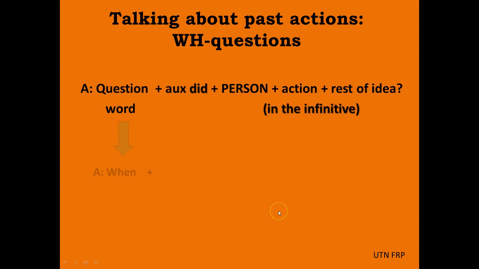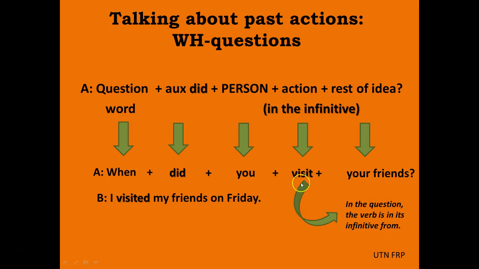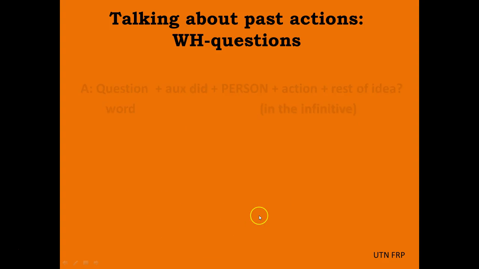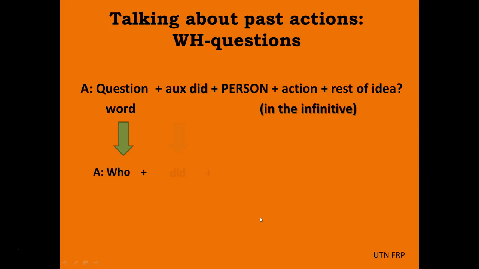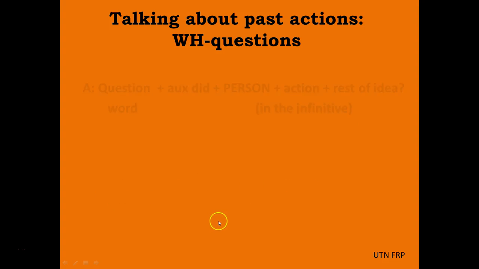Another example. When did you visit your friends? I visited my friends on Friday. Again, the verb visit is in its infinitive form in the question because did is present, and then we conjugate it in the answer in its past form. Now a question with who with. Who did you visit your friends with? I visited my friends by myself, alone. Again, visit in its infinitive form, visited in its past form.